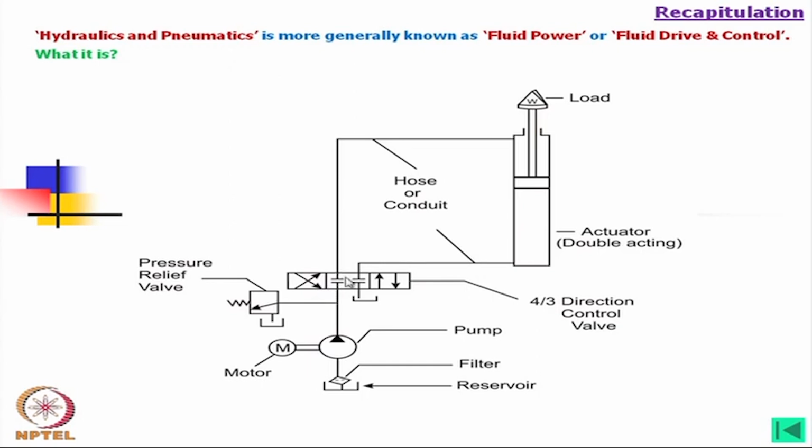It is normally closed. When it is in this position, that is neutral position, all the ports are closed. That means whatever the oil is inside will stay there, and the load will be held in this position. So, this is completely closed center, it is called a closed center valve.